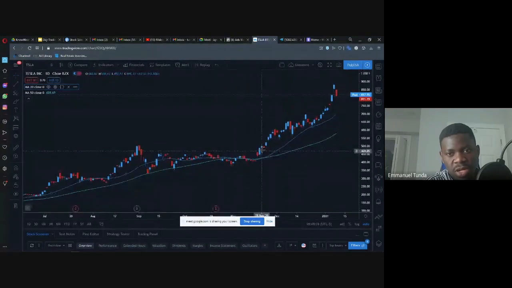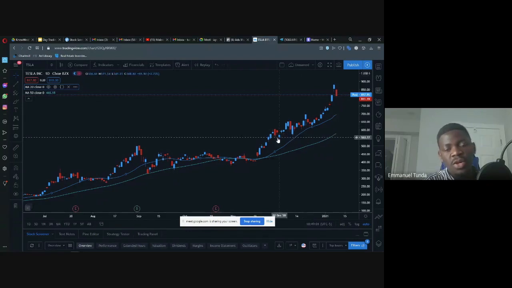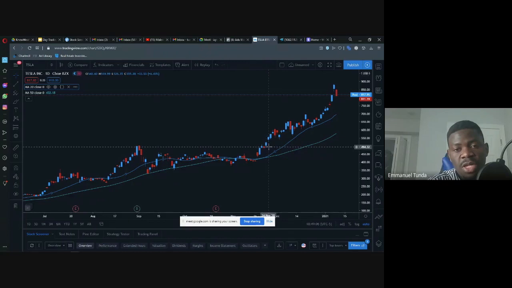When it broke this level here, it went all the way up to 683 and then pulled back to the 20 moving average at 616 and then pushed back up to 873. And now, as you can see here, there is a little bit of a pull down. What we can wait for is for it to come back a little bit to the moving average again, and you can add to your position. So that's one of the strategies that you can actually use to trade the moving average.